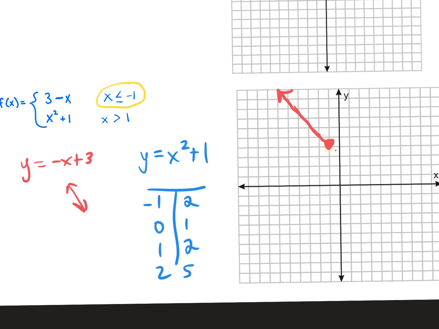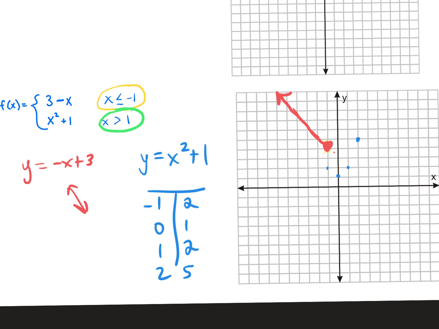-1, 2; 0, 1; 1, 2; 2, 5. If we need to go more, you can. But what is the boundary line that I need to take into consideration? Where should I draw a vertical line? It's got to be greater than 1. So I'm going to go right here to where x is 1.